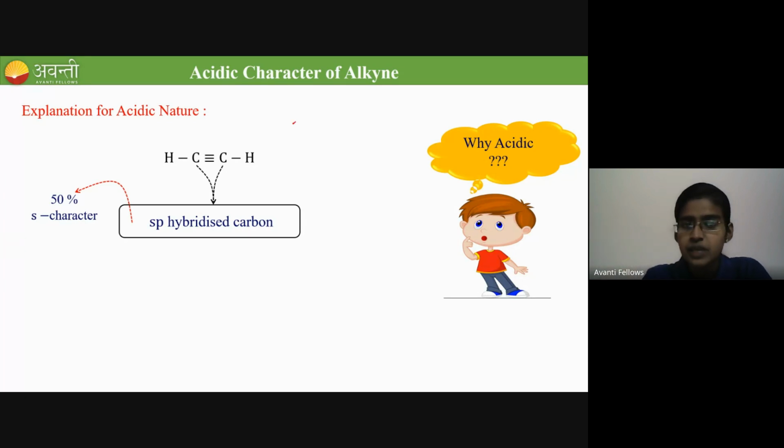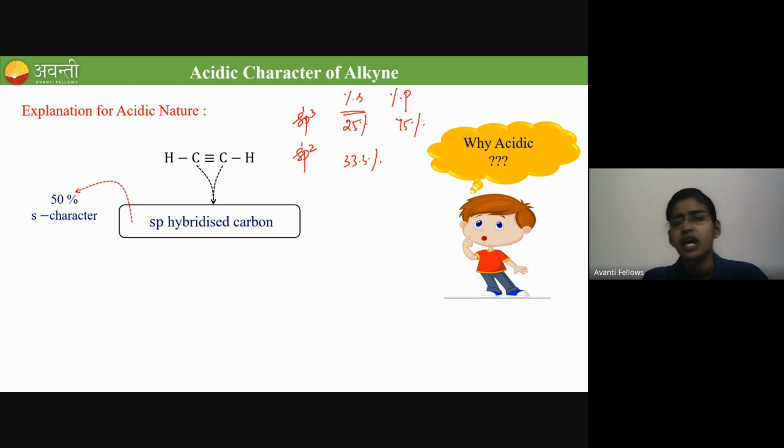In sp3 we all know, right? What is the percentage of S character and P character? In sp3, it is a 1:3 ratio, so S character is 25% and P character is 75%. In case of sp2, it is 1:2, so S character is around 33.3% and P character is around 66.6%. Now in case of sp, it is a 1:1 ratio, that is 50% S character and 50% P character.